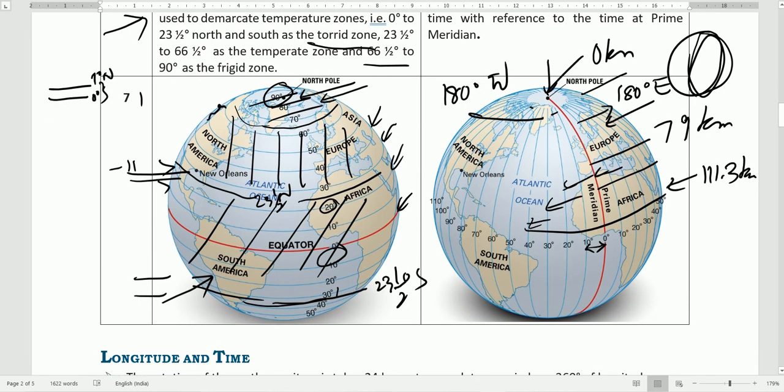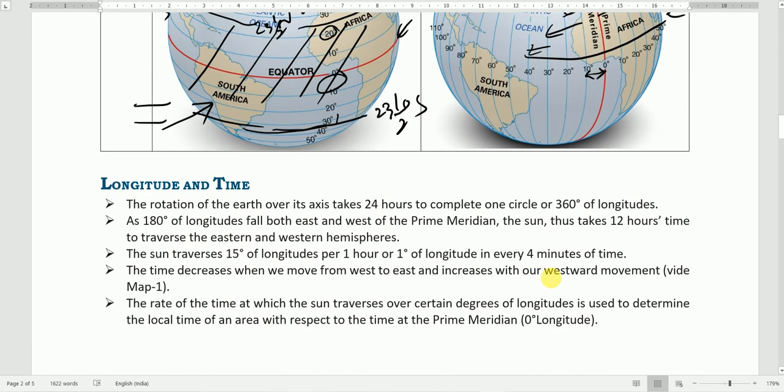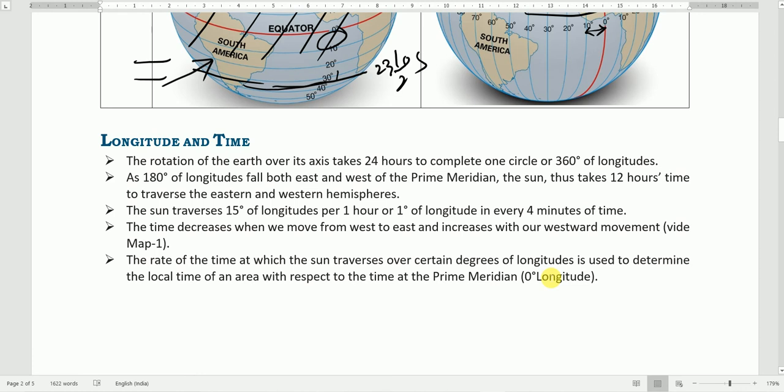So these are the main differences between the longitudes and the latitudes. And right now we have learned that longitudes are used to determine the local time.